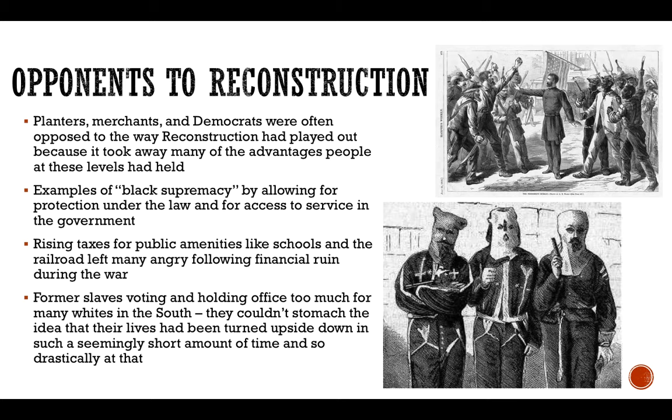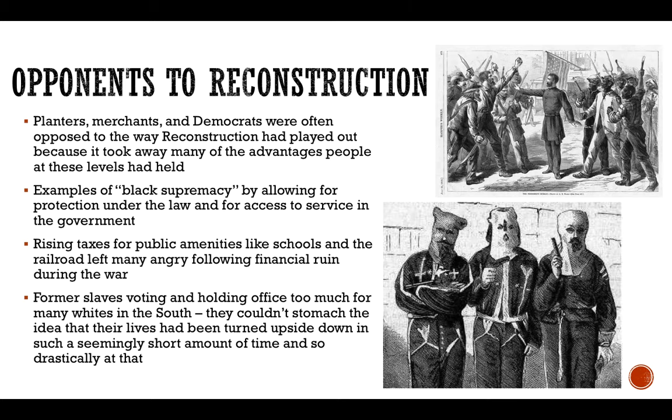Former enslaved people voting and holding office was too much for many of the people who were living in the South. They couldn't stomach the idea that their lives had been completely turned upside down in such a short amount of time, and so drastically that the people who had formerly been enslaved could then be legally one of their leaders.